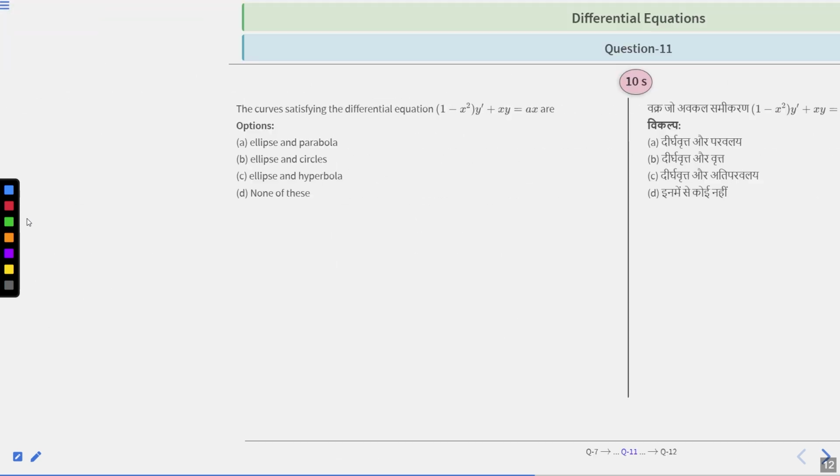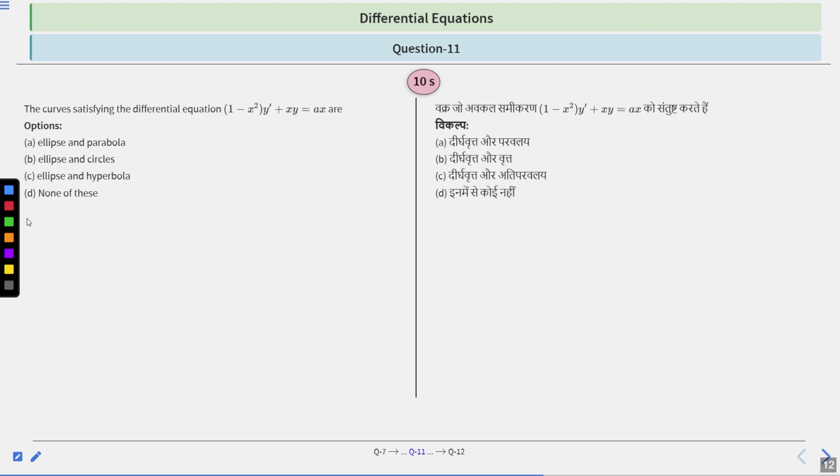Now let's move to the next question, question number 11, which says that the curve satisfying the differential equation (1 - x²) y' + xy = ax. The hint of this question is we basically have to find the solution of this differential equation, satisfying which type of curve. So first we will try to convert this differential equation into a linear differential equation by proper adjustments and simplification. After that, we can use the integrating factor to calculate the solution of this differential equation. So in this way, you can try to solve this question.